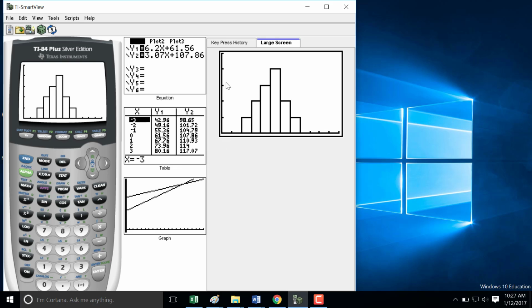And then on the y-axis is how many values fell inside that little range. So I can tell there was only 1 value between 100 and 150. There were 2 values between 150 and 200, and so on and so forth.